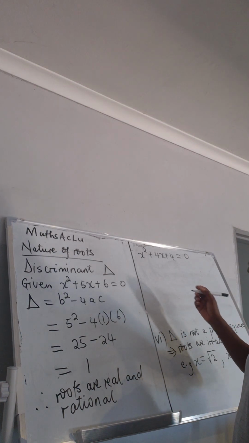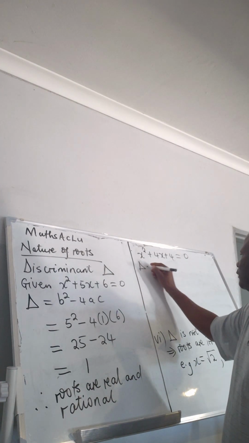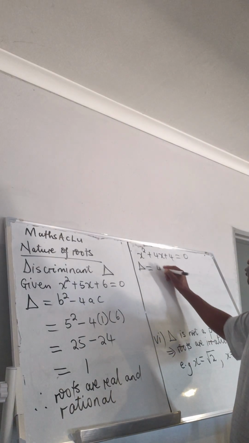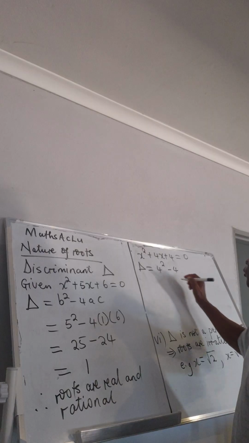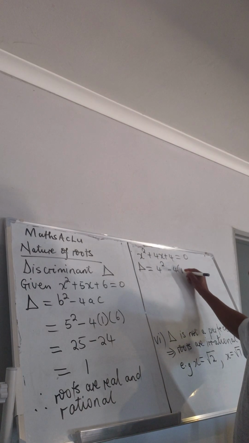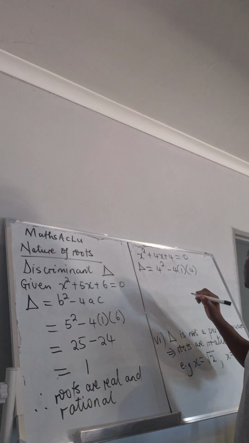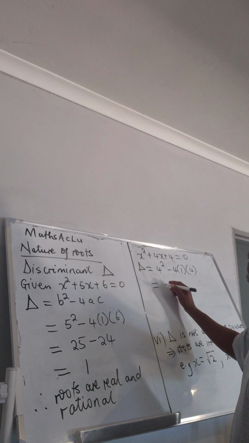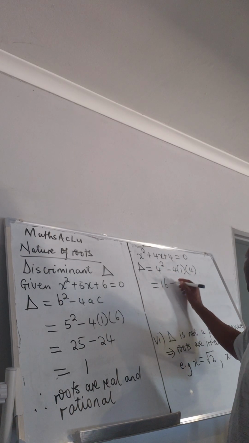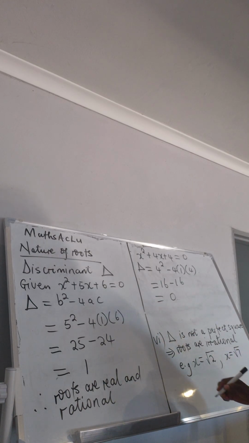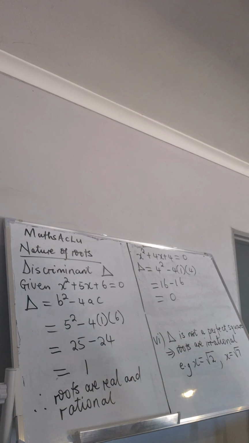Right, now our discriminant is equal to b squared minus 4ac. b is 4, so it's 4 squared minus 4. Our a is 1, our c is 4. So that is equal to 16 minus 4 times 4, which is 16, and that equals 0. Then what does it mean now? Our discriminant is 0.